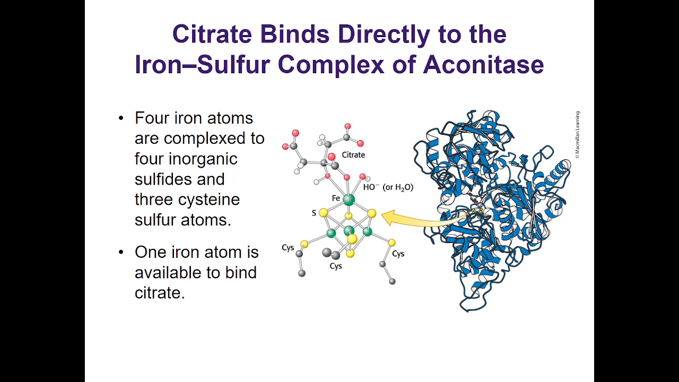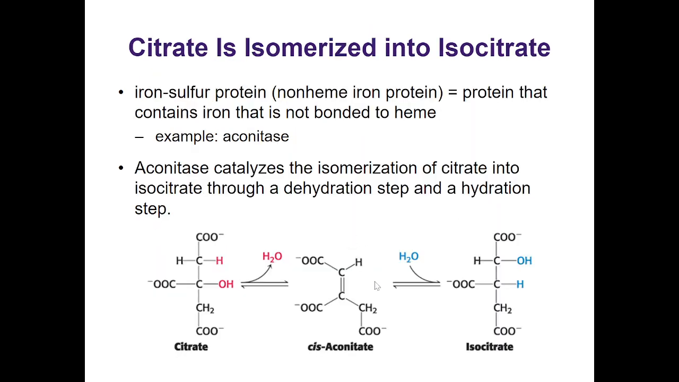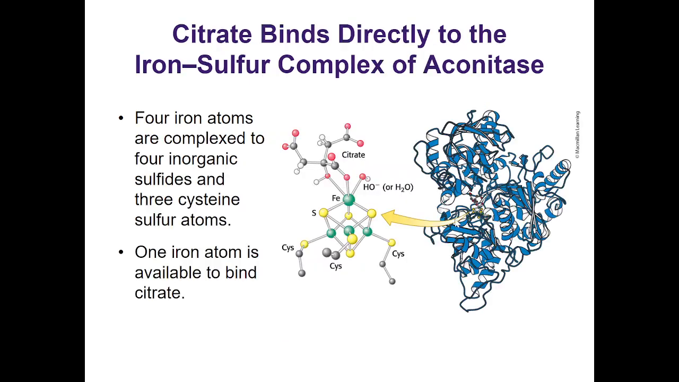So right here's the citrate binding directly to that iron sulfur complex of the aconitase, the enzyme that does the aconitate, if you will. And here's the iron sulfur complex, by the way. See, it looks like a little bit of a cube or something.